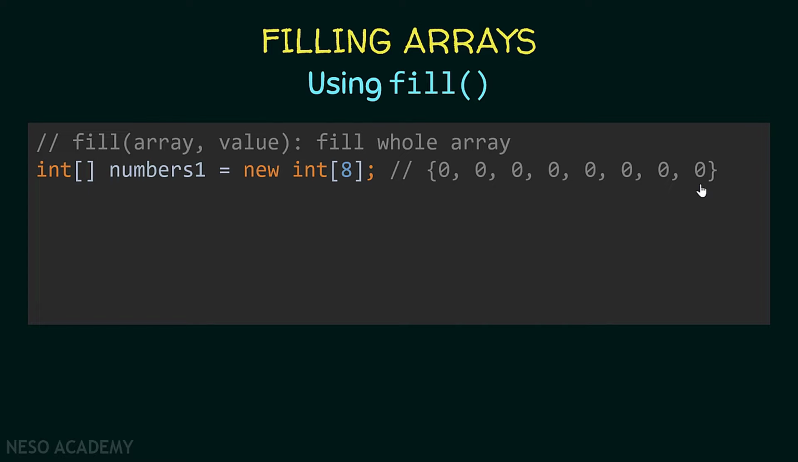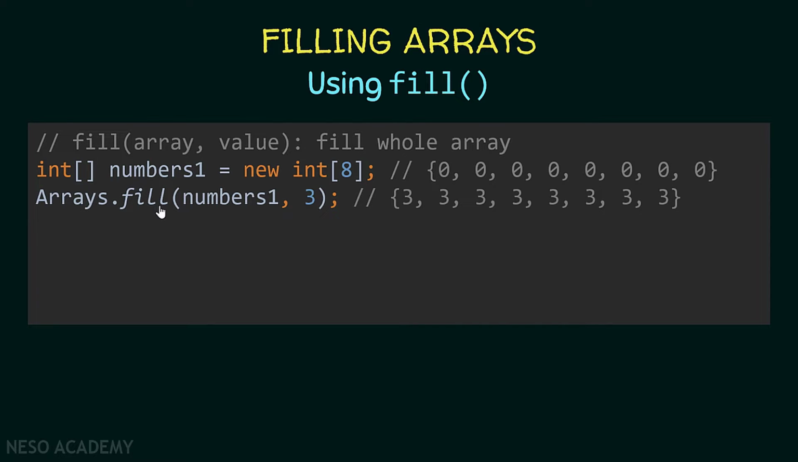So now let's use the fill method to fill this array. Have a look over here. I'm calling the fill method of the arrays class. As the first parameter, I'm passing the array and the second parameter is 3. So now the array will look like this. All the elements will be equal to 3. Alright? Now let's see another definition.